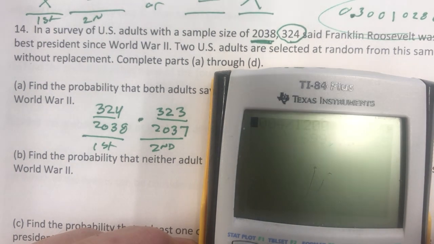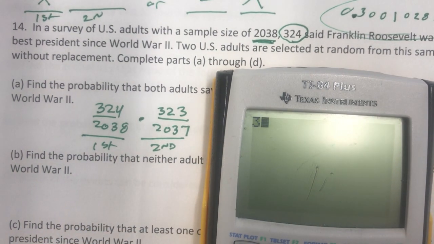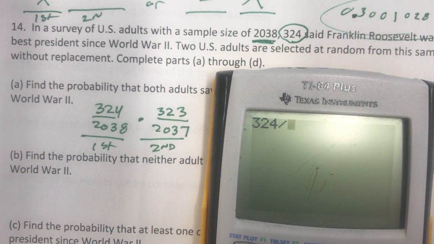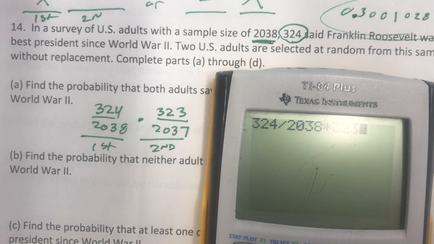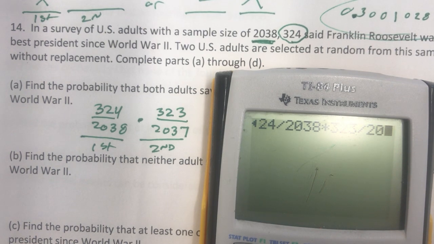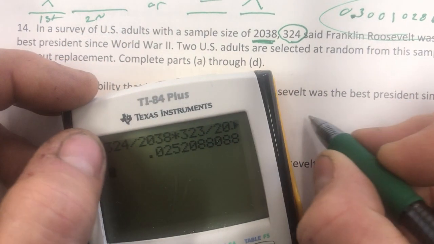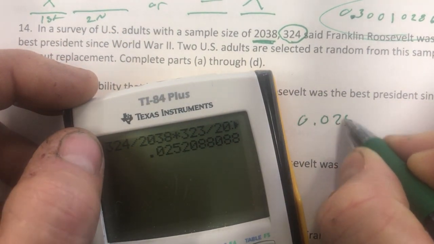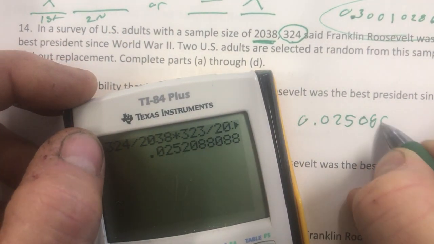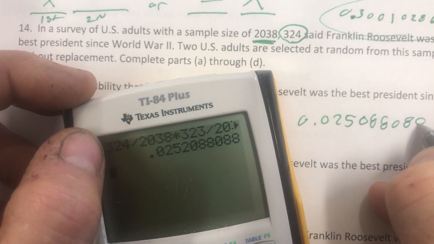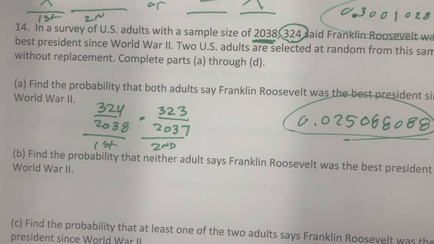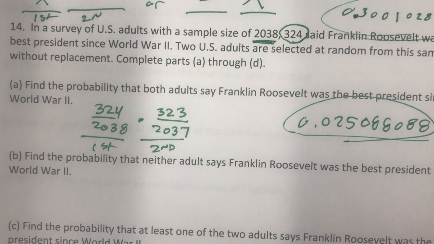Okay, let's get it on here. So we got 324 divided by 2038 times 323 divided by 2037. And there you go right there. 0.025088088. There's what my answer is. Of course, you round it according to how it wants you to round it.